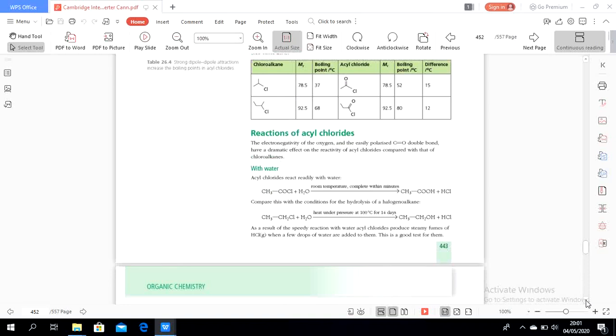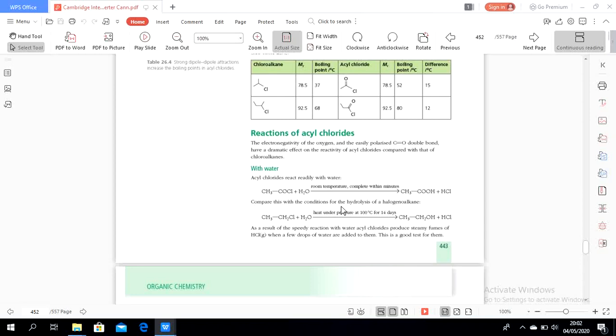The electronegativity of the oxygen and the easily polarized C=O double bond have a dramatic effect on the reactivity of acyl chloride compared with that of halogenoalkanes. Okay, reactions with water. Acyl chlorides react with water at room temperature. The result is carboxylic acid and HCl, and we can call this hydrolysis. Why? Because of the addition of a water molecule to break the structure.